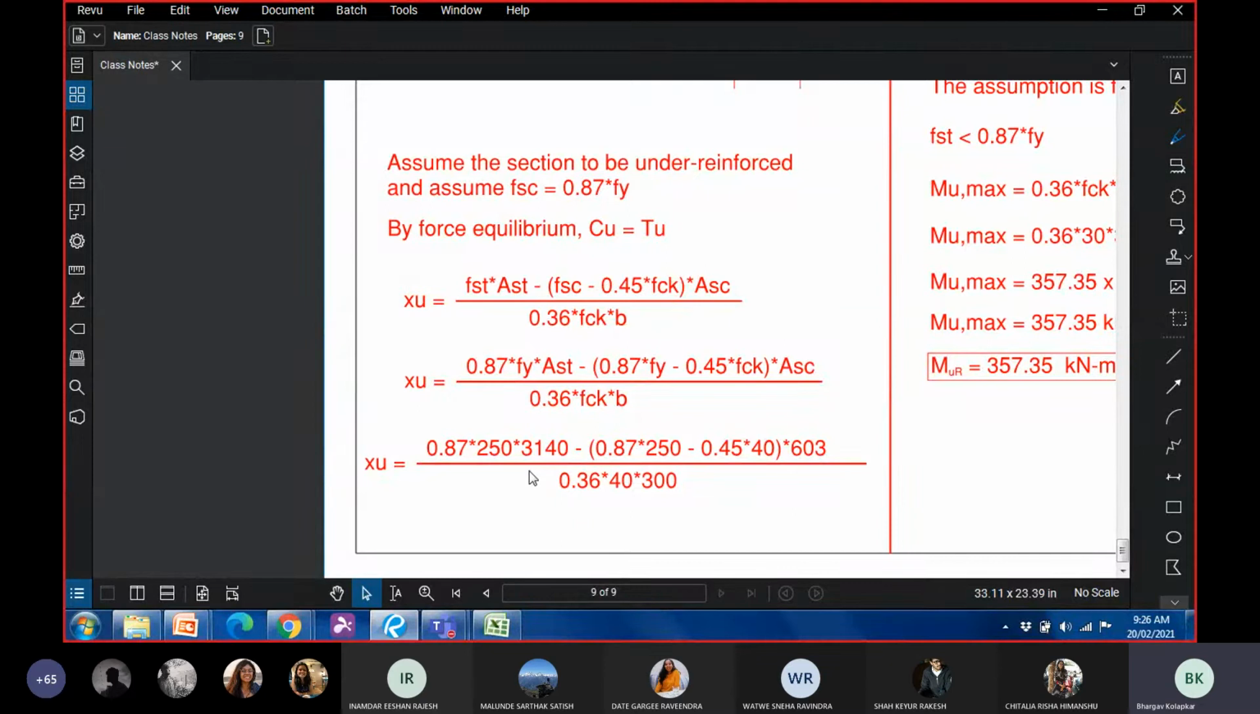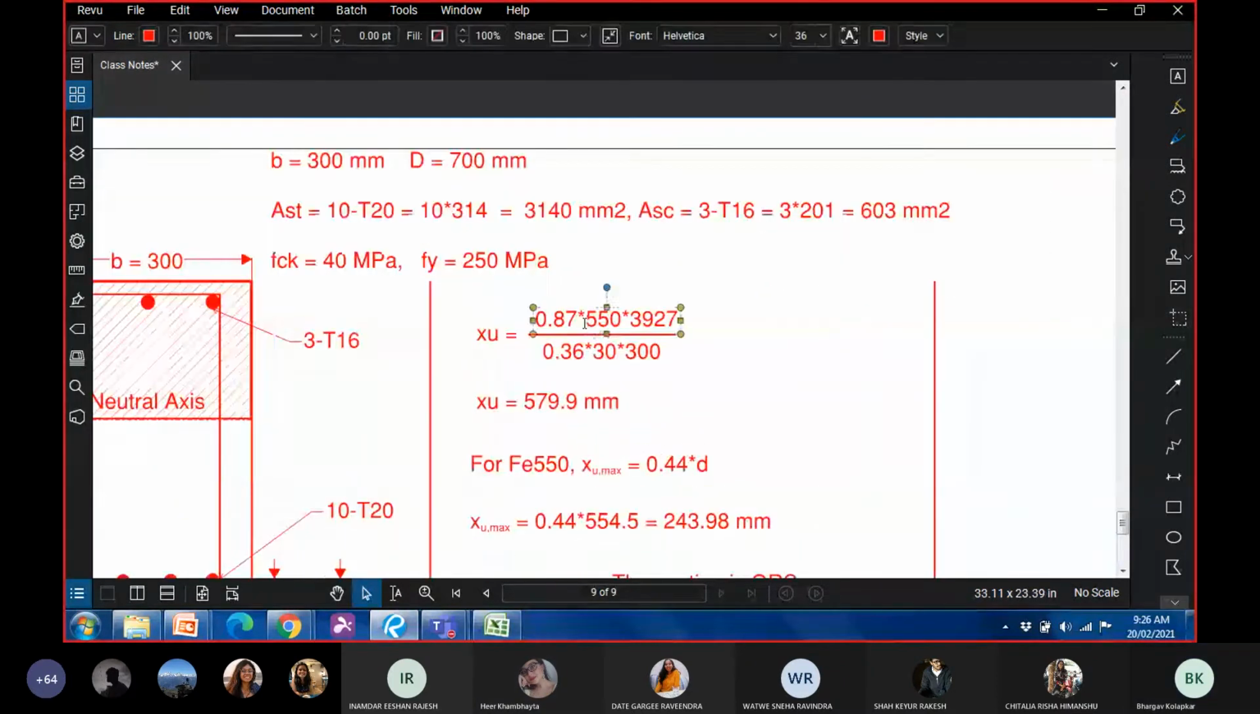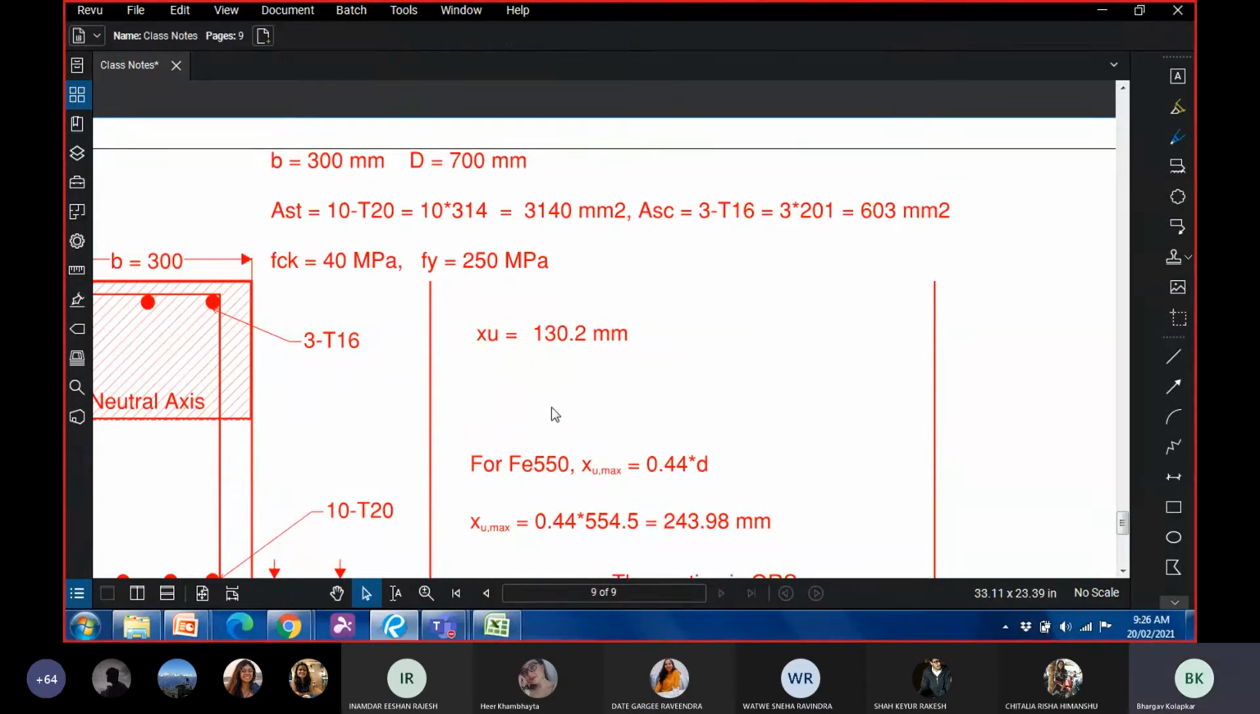Can someone please quickly give me a value of XU? Actually, it shouldn't take that long. 130.2. 130.2, is it? So, would someone please verify this? Would you please tell me the unit also? 130.2 what? Yeah, because this is depth, it has to be in mm. Can someone please verify this? Yeah, it is right. Okay.